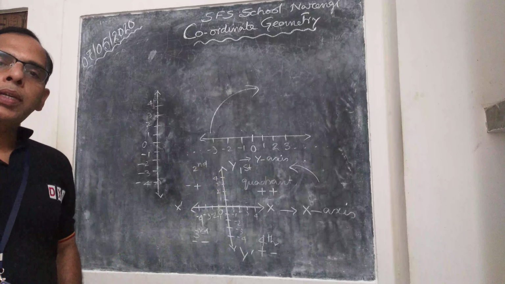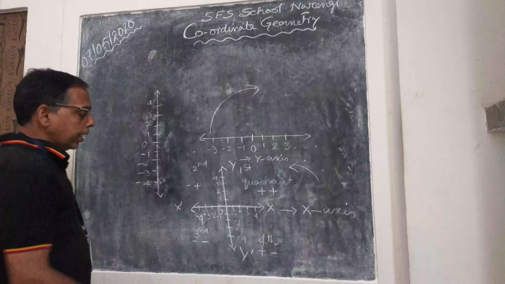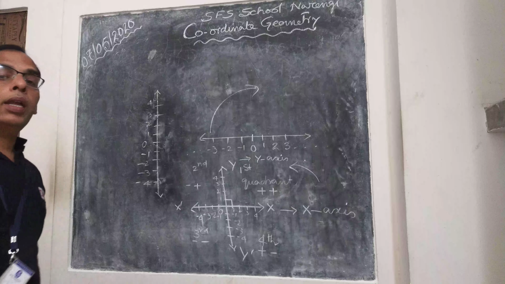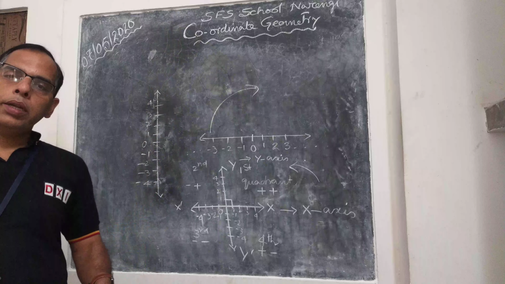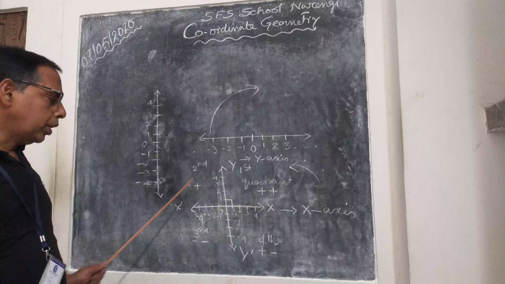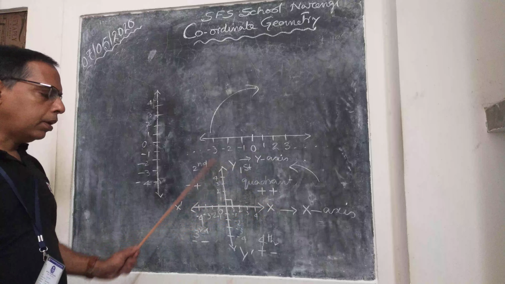Now, how do they intersect? At what angle do they intersect? They always intersect at a right angle. Clear? So these are all right angles. So x or x dash is perpendicular to y or y dash, and y or y dash is perpendicular to x or x dash.